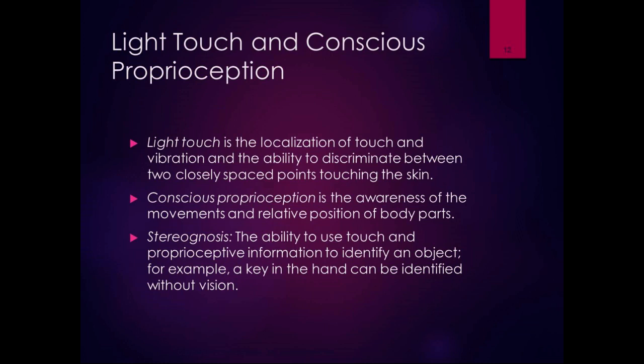Stereognosis is the ability to use touch and proprioceptive information to identify an object, for example, a key in the hand identified without vision. So you're rummaging around in your bag looking for your keys. It's dark. You can use your touch and your proprioception to identify that is your house key, and you can unlock the door. So stereognosis depends on touch, proprioception, and some memory information.